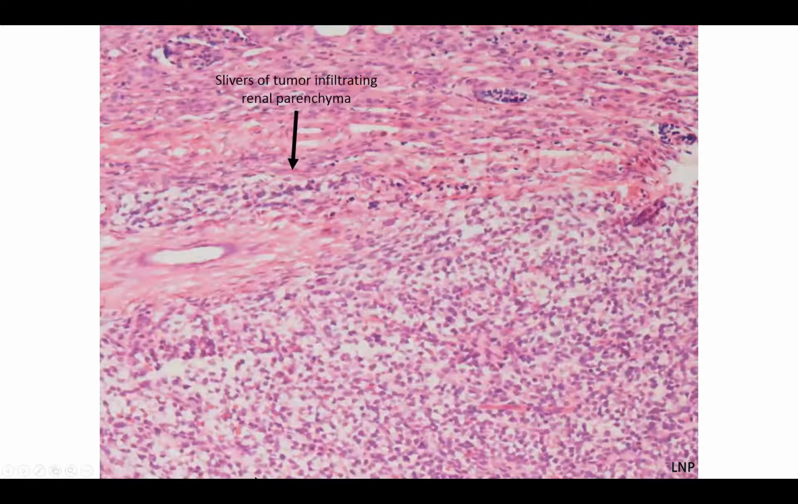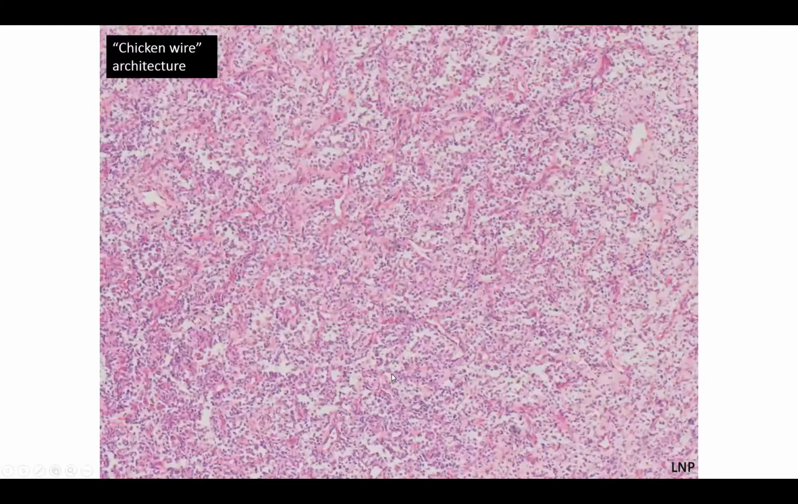Another thing that this tumor does is it has these little infiltrating tongues of tumor, if you will, that will sneak into the normal renal parenchyma. So it's maybe not necessarily on higher power quite as well delineated as it appears on low power.